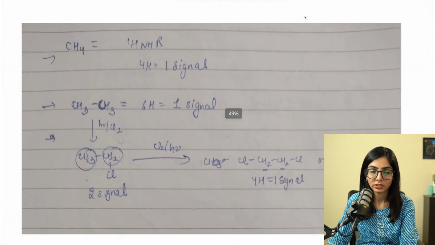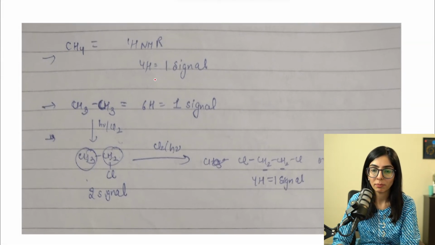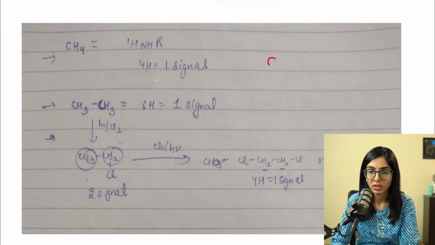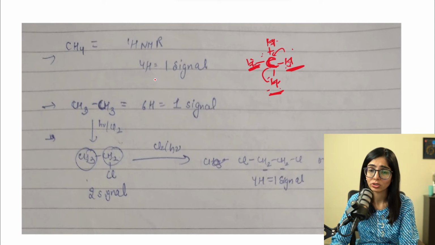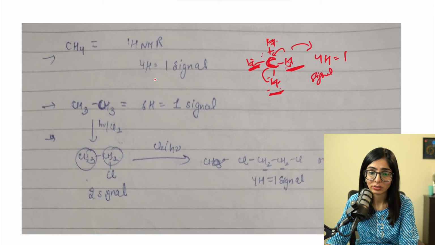Yeah, so let's just see CH4. If I take this compound, CH4, how many signals will it be giving? Now you tell me. Obviously, every hydrogen is the same. This hydrogen is connected to C and 3 hydrogens. This hydrogen is connected to C and 3 hydrogens, and so is this one, and this one. So everything is the same. All 4 hydrogens will be giving one signal. I hope that is clear to you guys.